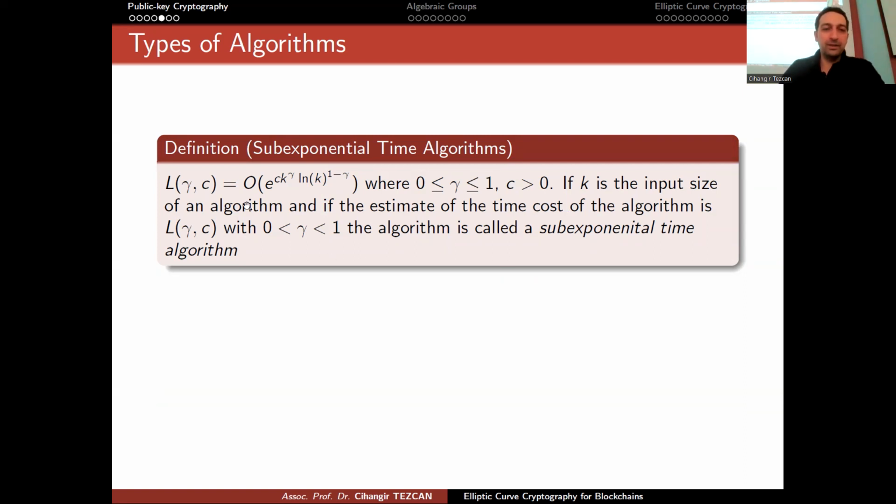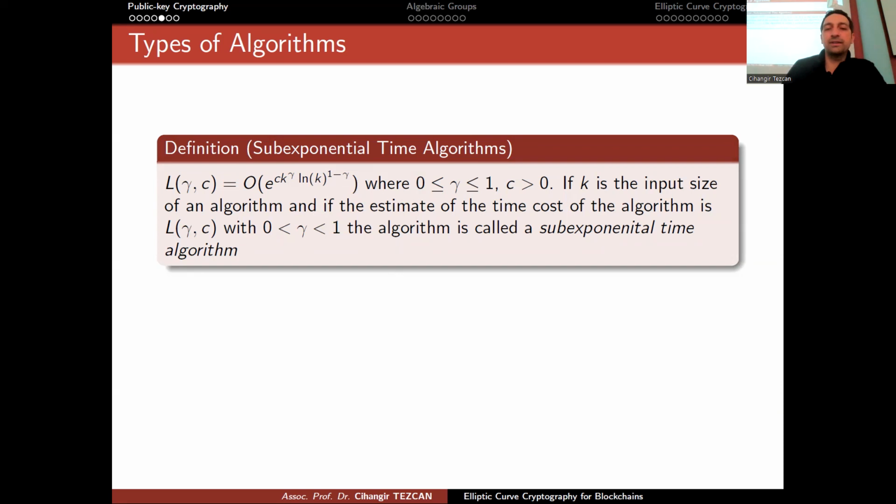The definition looks somewhat strange. We say that L_gamma(c) equals, in big O notation, e to the power c k to the power gamma times ln k to the power 1 minus gamma, where gamma is a value between 0 and 1, and c is something greater than 0. If k is the input size of an algorithm, and the estimate of the time cost of the algorithm is L_gamma(c) with gamma between 0 and 1, the algorithm is called a sub-exponential time algorithm.